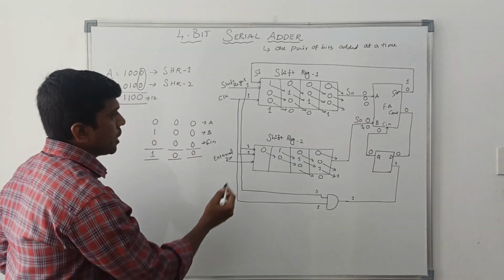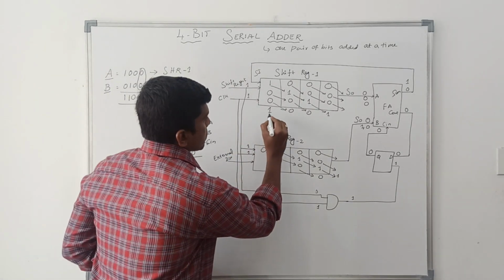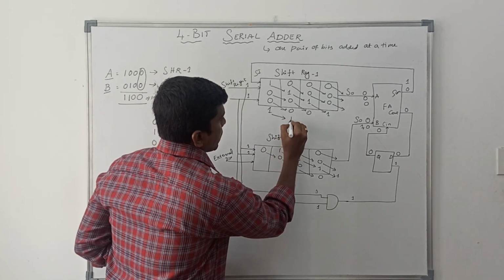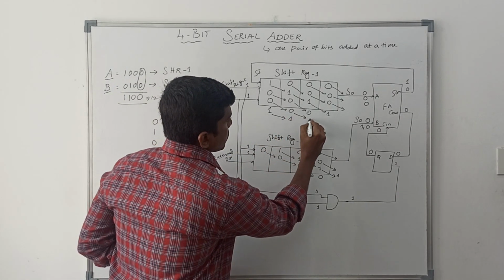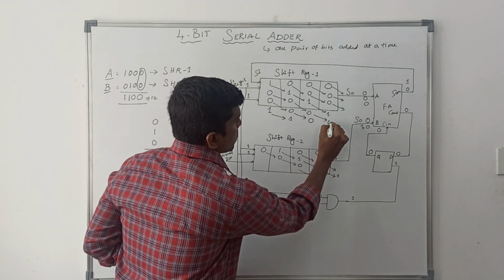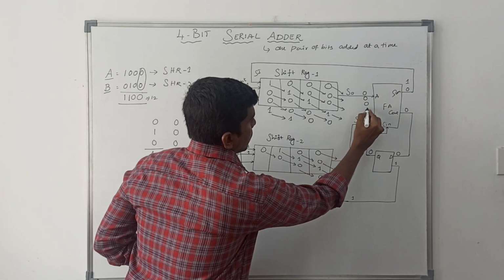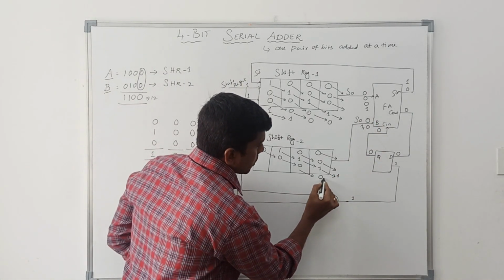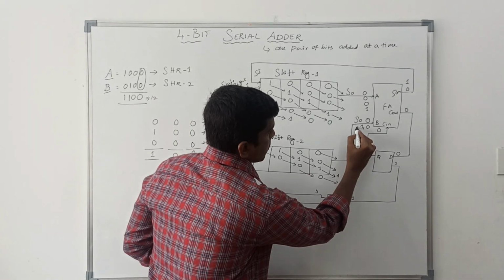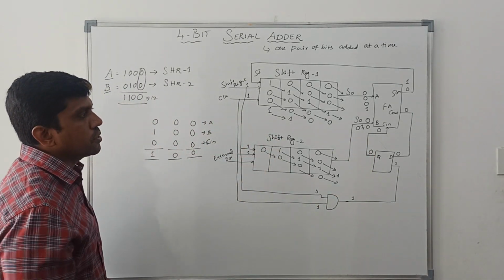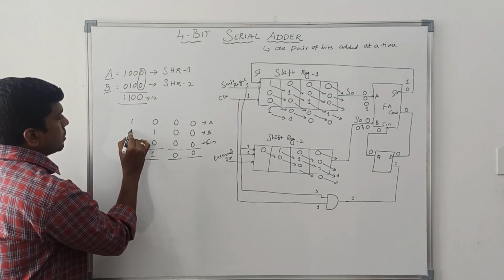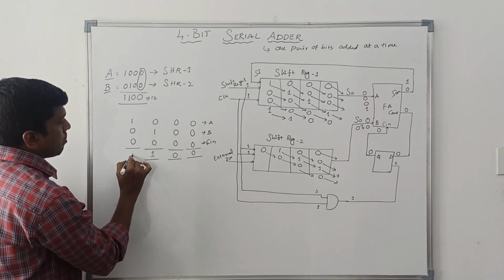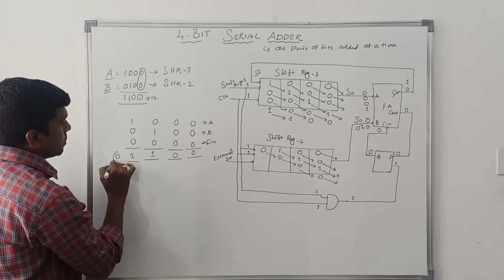Then after getting the next clock pulse, this 1 is moved to here, this 0 moved to here, this 0 moved to here, this 1 is given to input of A. Then this 0 is given to input of B. So C in value is 0. So 1, 0, 0, sum is 1, carry value 0.